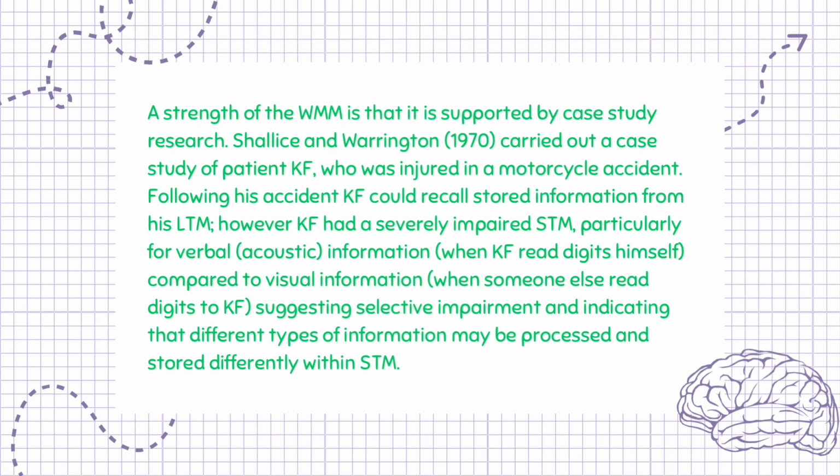Challis and Warrington, 1970, carried out a case study of patient KF, who was injured in a motorcycle accident. Following his accident, KF could recall stored information from his LTM, however KF had a severely impaired STM, particularly for verbal, acoustic information, when KF read digits himself, compared to visual information, when someone else read digits to KF, suggesting selective impairment and indicating that different types of information may be processed and stored differently within STM.